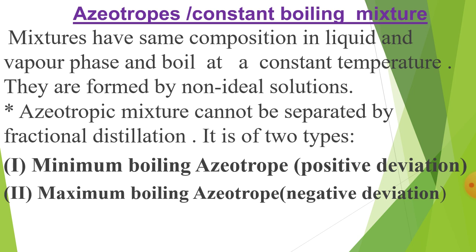Azeotropic mixtures cannot be separated by fractional distillation. So these mixtures, as the name indicates, have a constant boiling point. That's why they cannot be separated by fractional distillation. Now it is of two types. Minimum boiling azeotropes, that means the boiling point is lower than either of the two components, and hence they are basically examples of positive deviation.